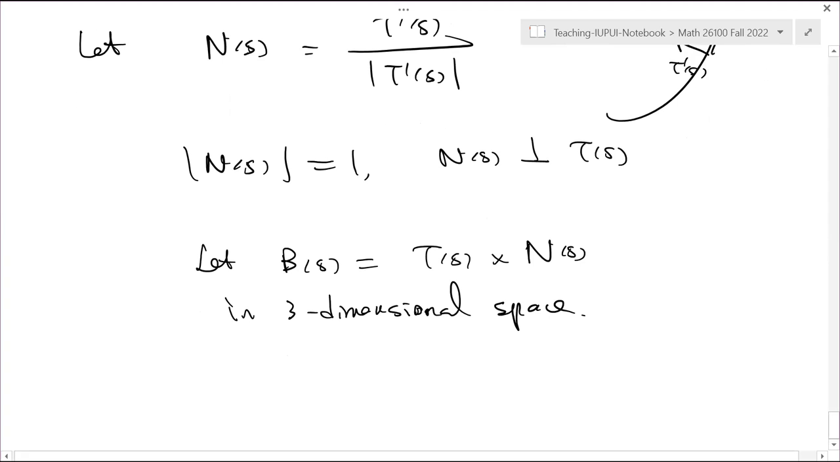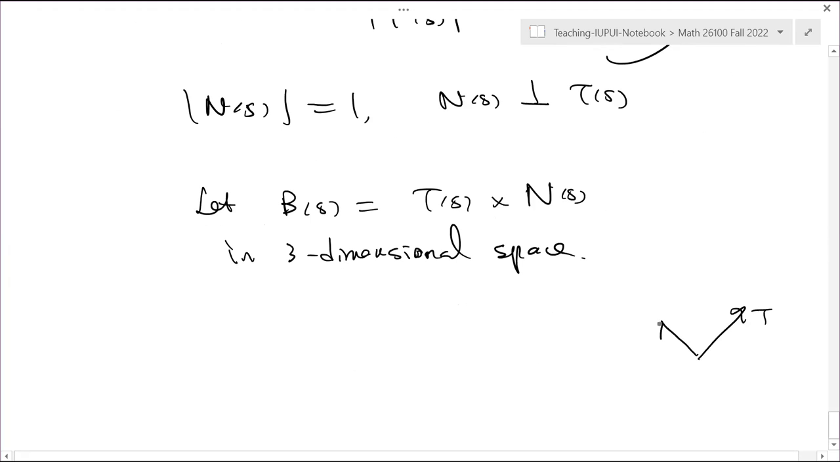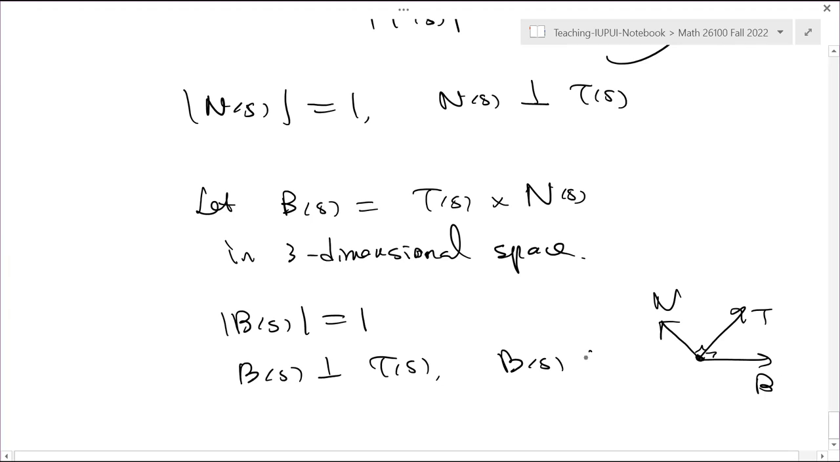So then you have a T, you have an N, then you have another one called B. They're perpendicular to each other. So in the space now you have a frame. We call it a frame. At every point there's a triple. Of course, B of s has unit length, and B of s is perpendicular to T of s and to N of s. So you have three vectors now.